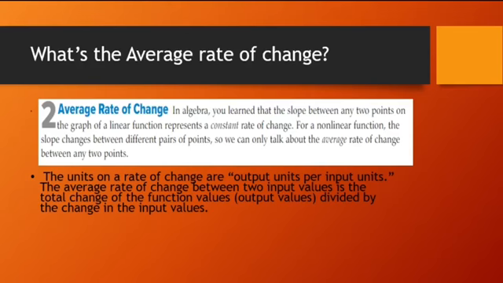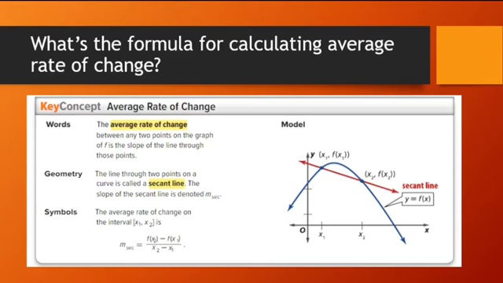The average rate of change between two input values is the total change of the function values in brackets input values divided by the change in the input values. Let's dig deeper into this subject by knowing what's the definition of the average rate of change, what's the secant line, and what is the formula for calculating the average rate of change.